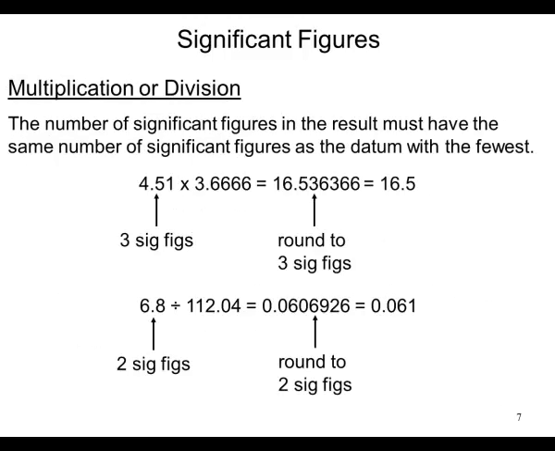For multiplication and division, there are different rules. The number of significant figures in the result must be the same as the datum with the fewest. So in this example, 4.51 times 3.666 has to be rounded to 3 significant figures, 16.5, because 4.51 only has 3 significant figures. In the division example, the same rule applies. 6.8 divided by 112.04 has to be rounded to 2 significant figures, 0.061.